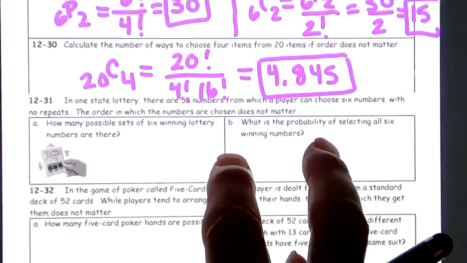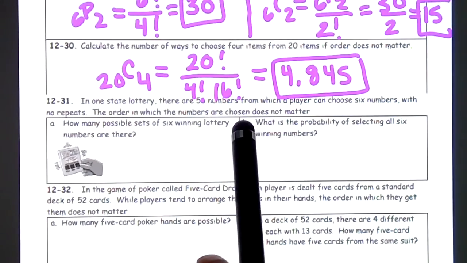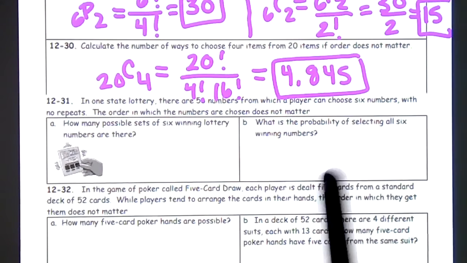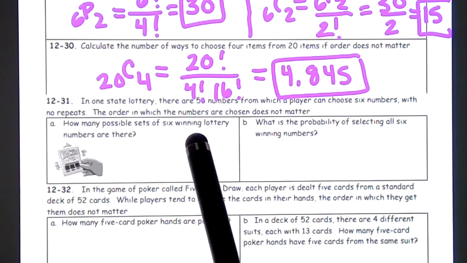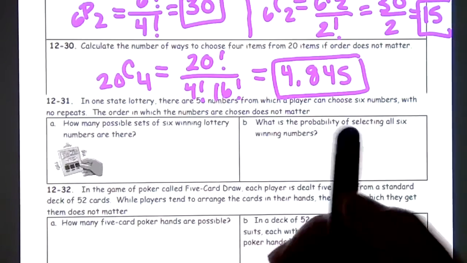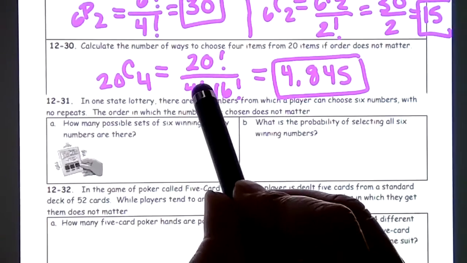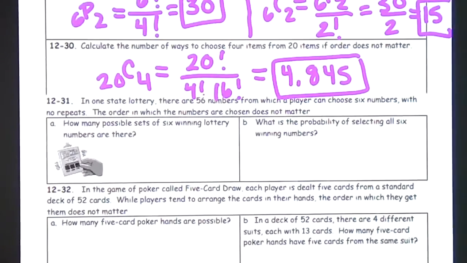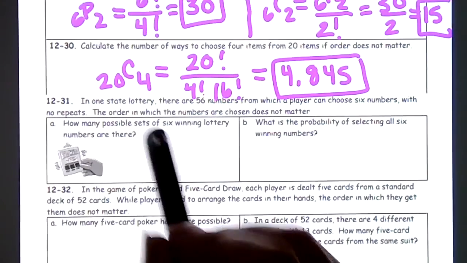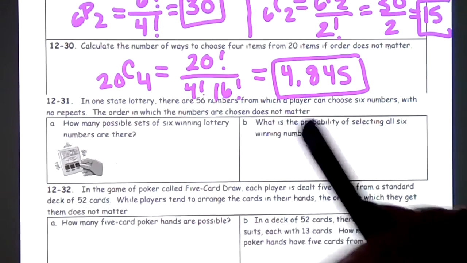Now, the next problem. In one state lottery, there are 56 numbers from which a player can choose 6 numbers with no repeats. The order in which the numbers are chosen does not matter. So order doesn't matter. They usually just list them in number order from smallest to largest. You don't have to have them in that order, you just have to have those numbers. So out of the 56, I know it's hard to see, that's a 56 there. Out of the 56 different numbers we can pick, we need 6 of them. So we want to figure out how many different ways we can get lottery numbers.